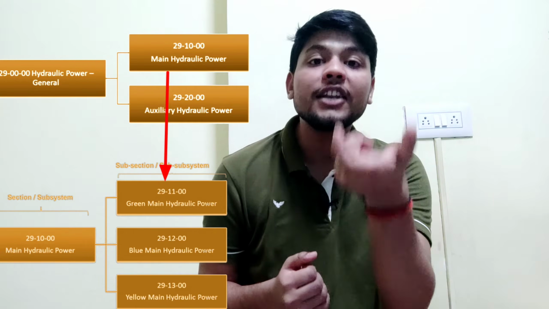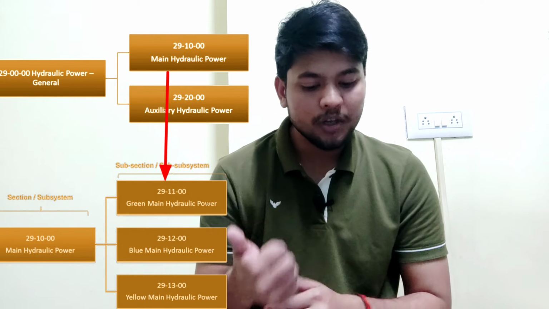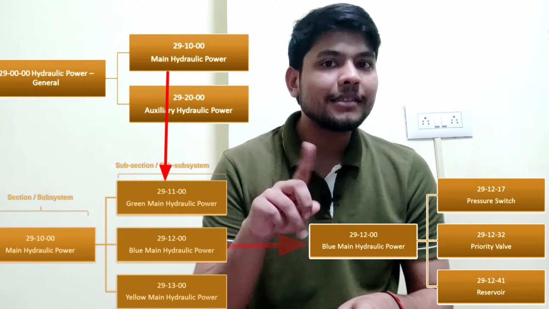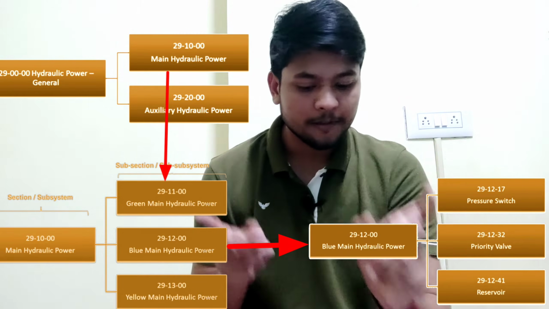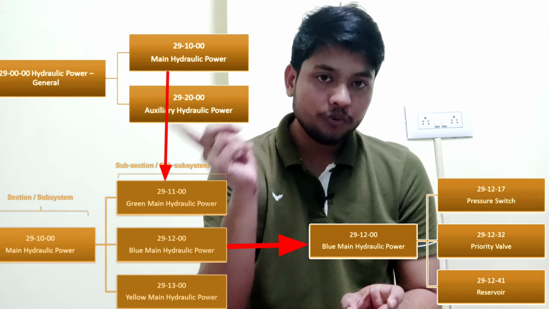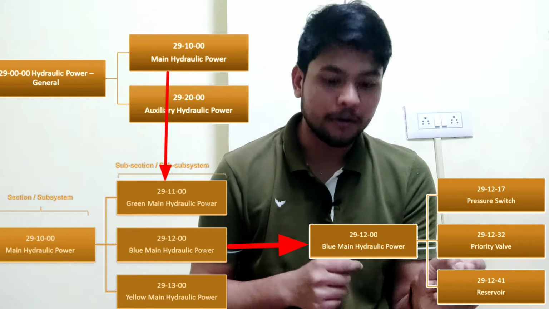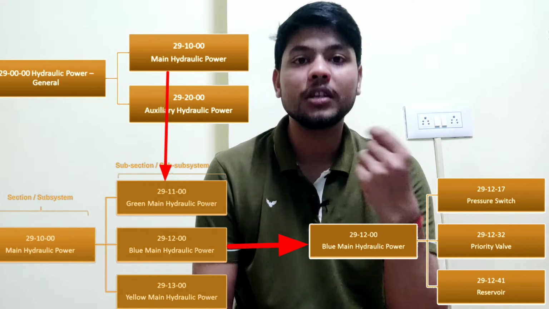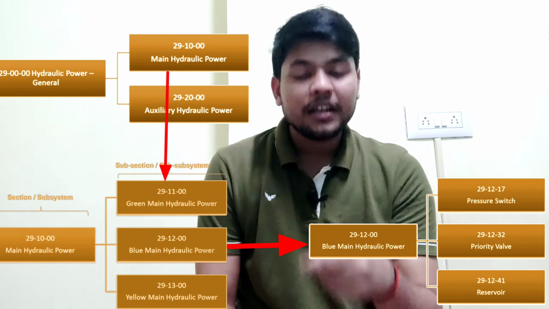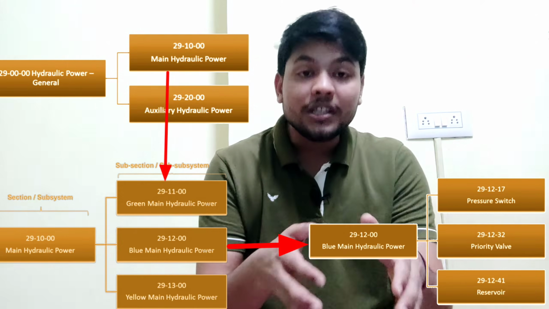Now if you want, you can go inside the subsection also, then you will get the subjects, that means your components. How? Now I have decided to go inside 2912. If you go inside 2912, that is the subsection, you will get the subjects, like 291217, 291232, 291241. 291217 is the pressure switch, 291232 is the priority valve, 291241 is the reservoir. Likewise some other components are also there. So these are the components.